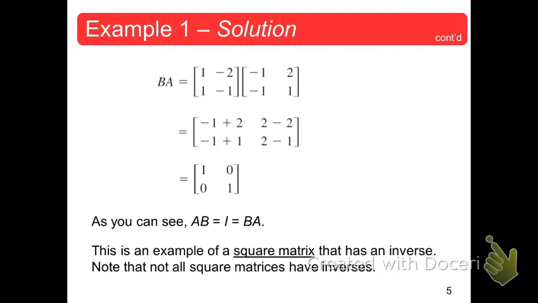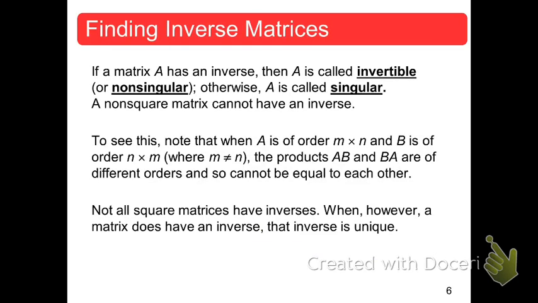Now note that this is a square matrix that we're looking at. For a matrix to have an inverse, it must be a square matrix. But not all square matrices will have an inverse. If it does not hold this property here, then it does not have an inverse. But you must be square to have an inverse, but not all square matrices have inverses. If a matrix A has an inverse, we call A invertible or non-singular. Otherwise, it's called singular. So if a matrix does not have an inverse, we say that the matrix is singular. And again, I can repeat, a non-square matrix will not have an inverse.